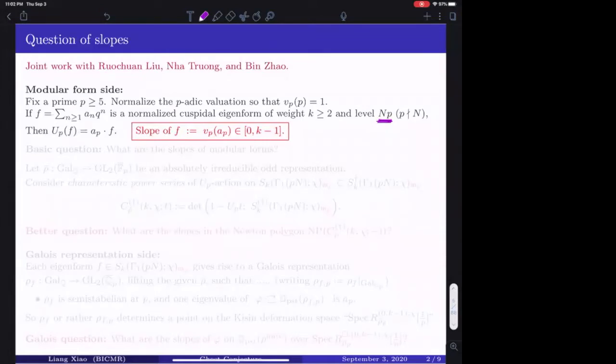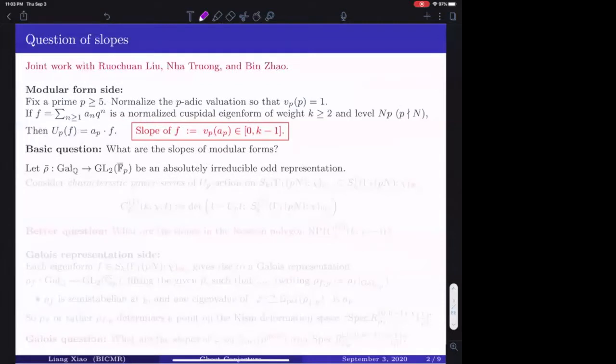Okay, then we have a U_p operator. This is a little bit different from the usual T_p operator where p does not divide the level. So for the U_p operator, I want my f to be an eigenform. So even if I start with a modular form f with level N, without p, I think of it as a form of level Np, and then I'll try to use this form to make up two U_p eigenforms. In that case, I have the eigenform U_p f equals a_p f, and the slope of the modular form is the p-adic evaluation of its U_p eigenvalue. We know that this is always somewhere between 0 and k minus 1. So the very basic question, somewhat naive, I guess, is: what are the slopes of modular forms? What kind of numbers do we actually get?